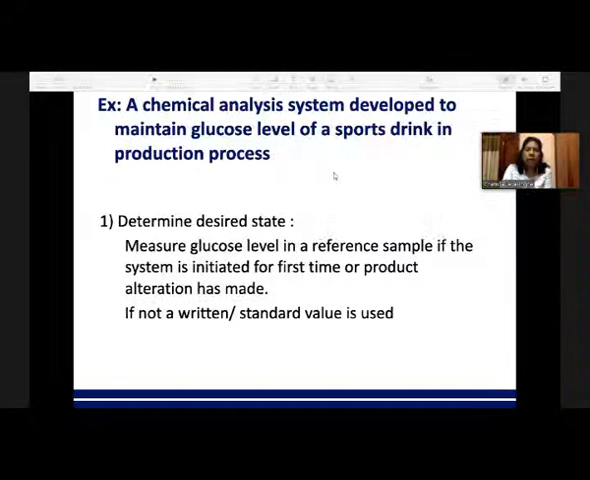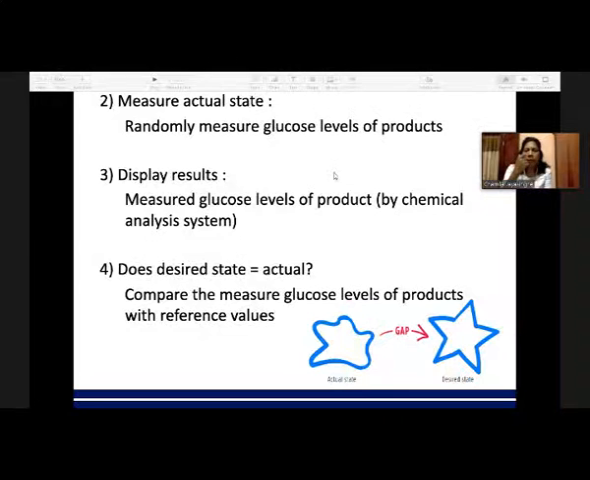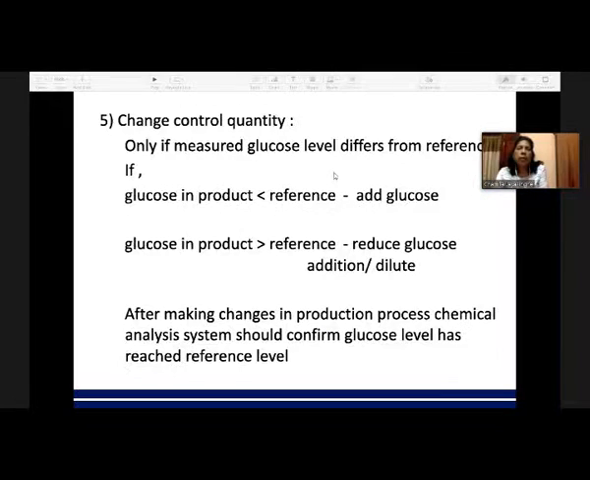Now here, determine the desired state and measure the actual state. Randomly measure the glucose level of the product. Then display results. Measure glucose levels of the product by a chemical analysis system. Then, is the desired state equal to the actual? Compare the measured glucose level of products with the reference value. If there is a gap, you can see the desired state and the actual state have a gap. Then what is the change control of the quantity?